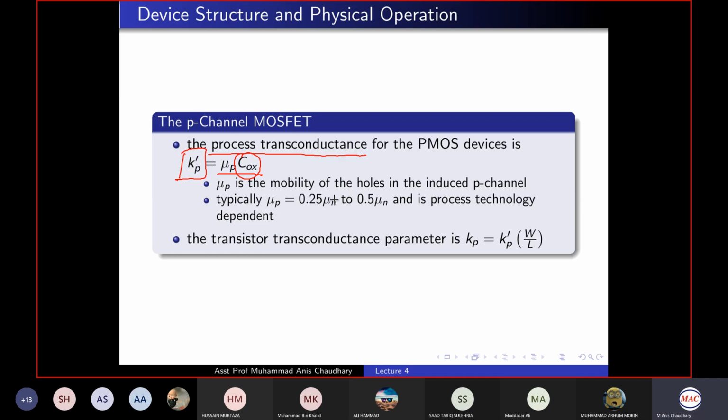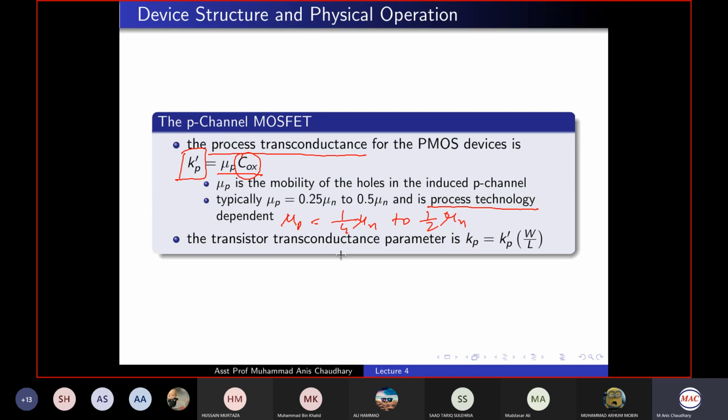होल्स आर लेस मोबाइल relative to the electrons, and typically mu p is 1 by 4 mu n to half mu n. So typically the hole mobility mu p is smaller than the electron mobility mu n, and typically वो इस रेंज में आपको मिलती है and is dependent on the process.